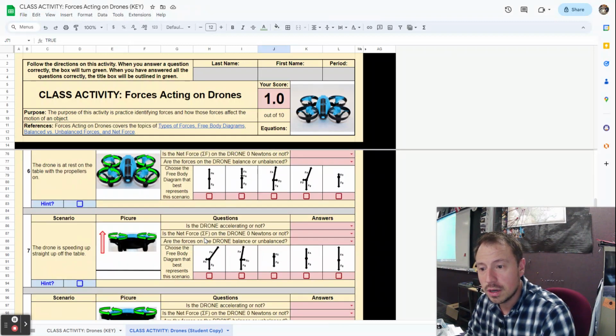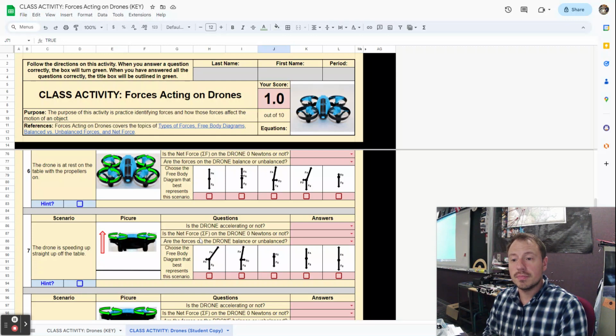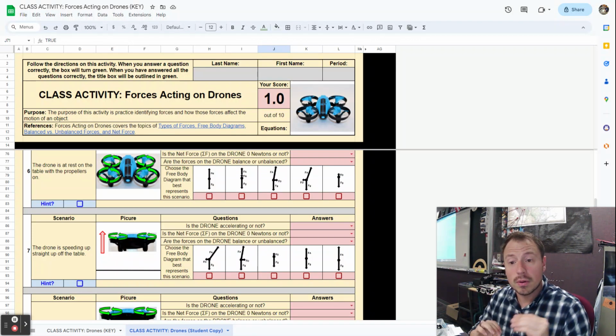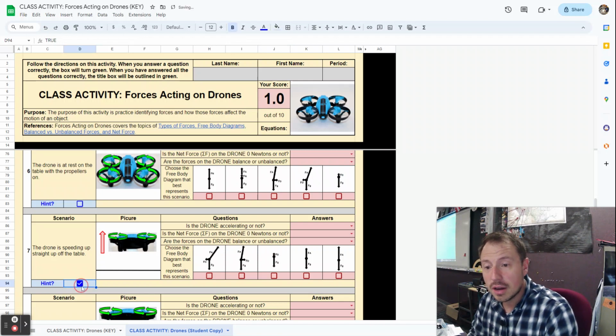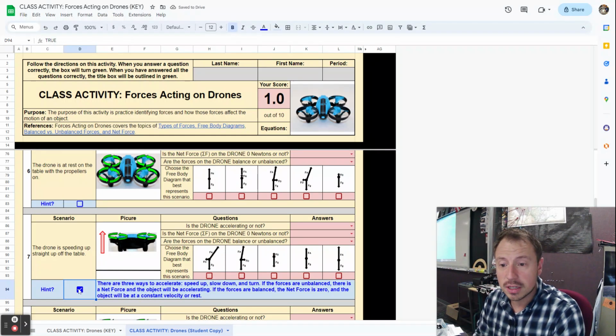Let's not do this one. Okay, let's do number 7. The drone is speeding up straight up off the table. So is the drone accelerating or not? Well, remember, there are 3 ways to accelerate. You speed up, you slow down.